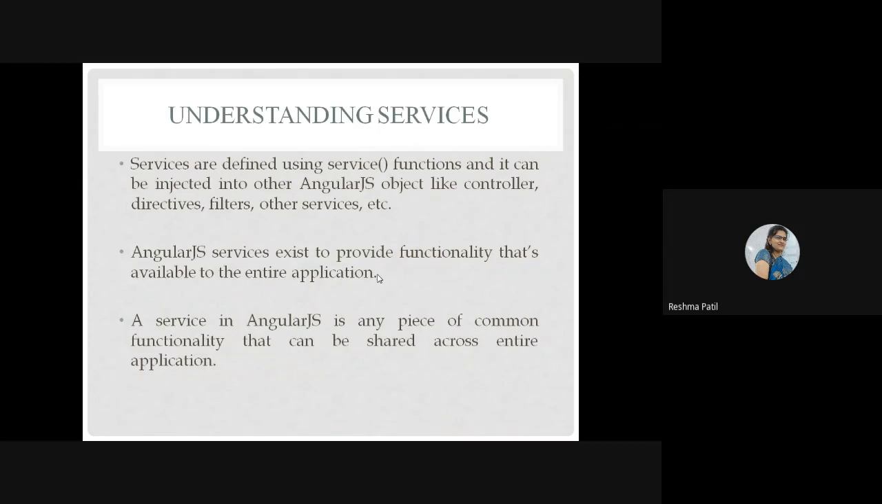Understanding services. Services are defined using service functions and can be injected into other AngularJS objects like controllers, directives, filters, other services, etc. AngularJS services exist to provide functionality that is available to the entire application. A service in AngularJS is any piece of common functionality that can be shared across the entire application.